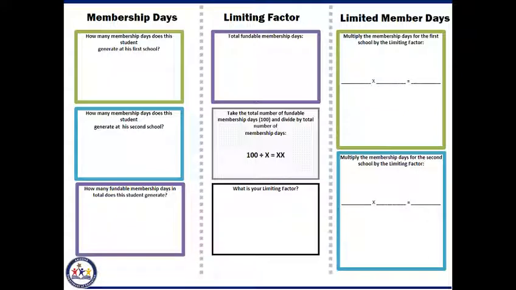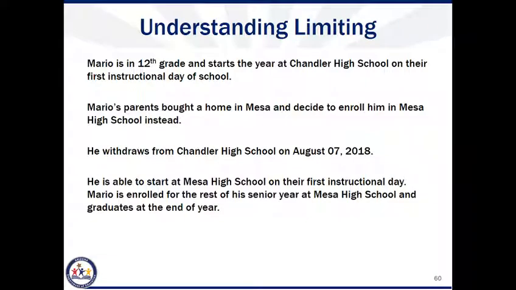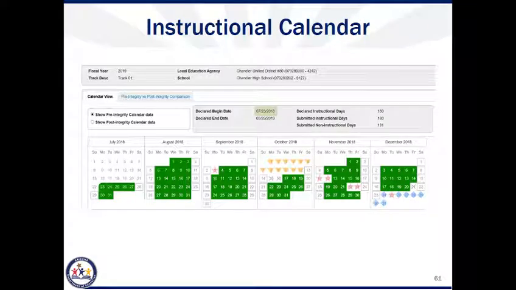So how many membership days does a student generate for his first school? In this case, it would be Chandler. So 12 days. 12 days is what we counted on that calendar. So we can go back and take a look at that again. We're counting from July 23rd to August 7th. So let's count those 12 days. There's me counting my 12 days. Very good. All the way to August 7th, he was able to generate 12 days of membership.